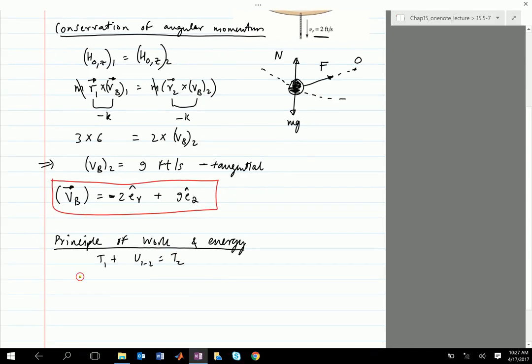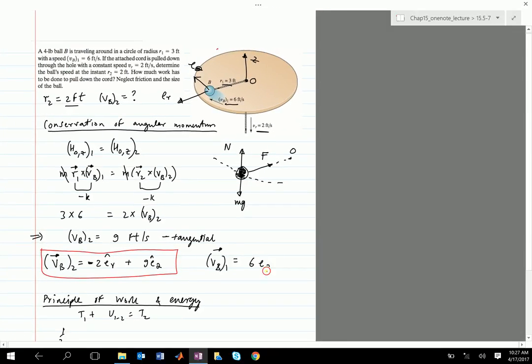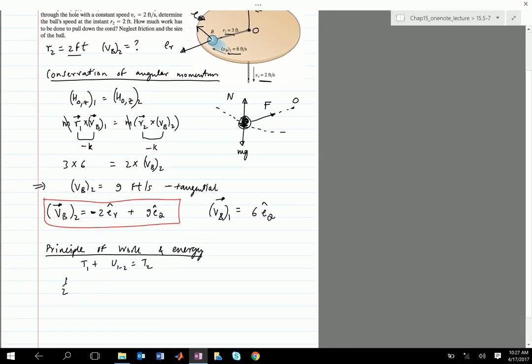So initial energy is half m VB1 squared, and VB1 is simply 6 along the tangential direction, so 6 e theta. The reason it's only 6 e theta is because initially the rope is not being pulled at 2 feet per second. So the initial kinetic energy is half m times 6 squared, plus the summation U12 equals the final kinetic energy.